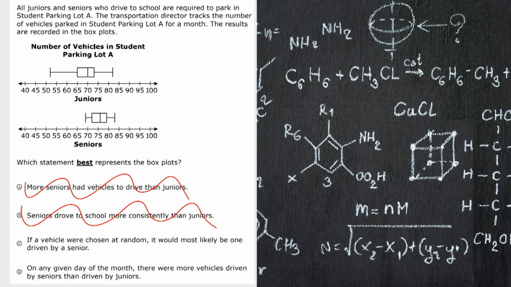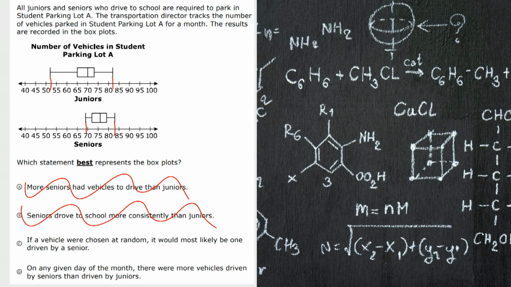If a vehicle were chosen at random, it would most likely be driven by a senior. Now that I can look at. So let's look at what our range of this whole thing is. So I have from about 52 to about 82, and then I have from about, let's say, 68 to about, what is that, 84? So if I wanted to say that could possibly be true, I could possibly pull a senior. So let's look at D just to double check ourselves.